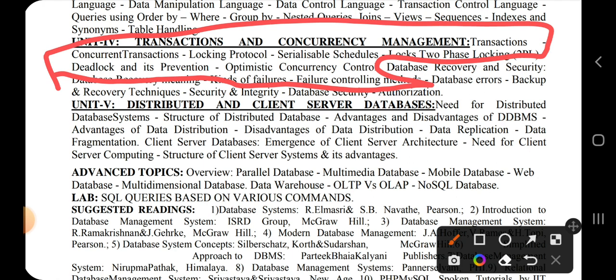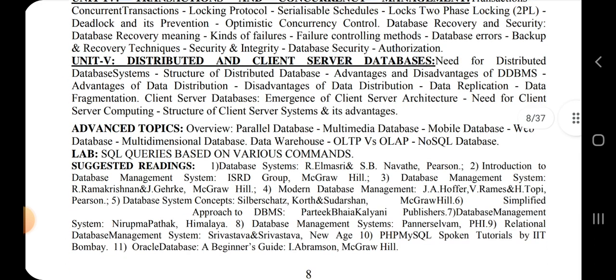If you are free, if you have knowledge about database recovery and security, then you could go for the remaining part also. But you should plan yourself which should be read, which should be left. If you are feeling free, if you are feeling easy, then go for them also. Okay, now I'll go for the remaining part, that is the 5th unit.